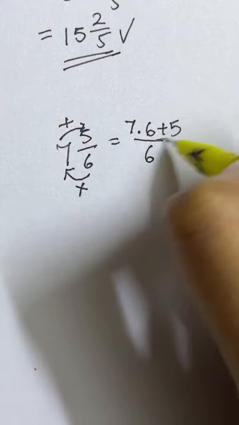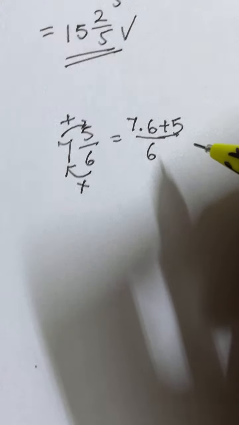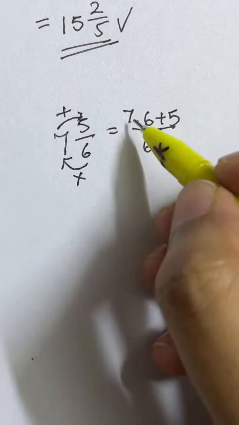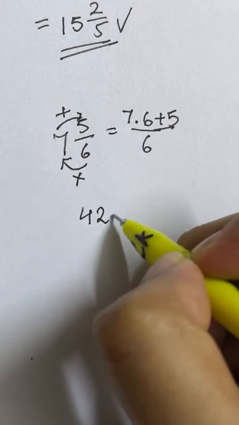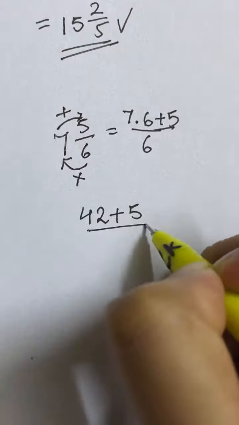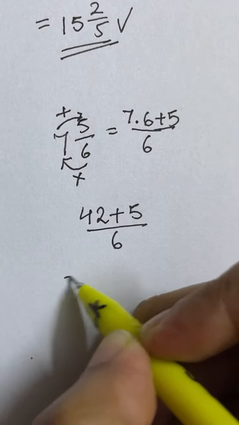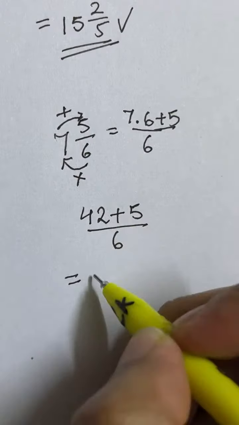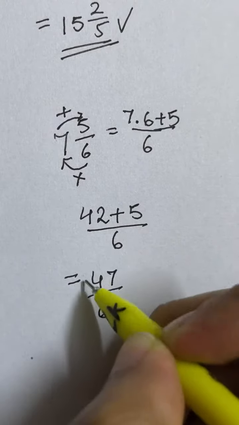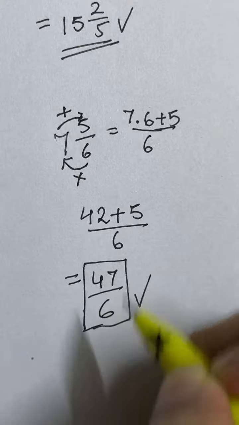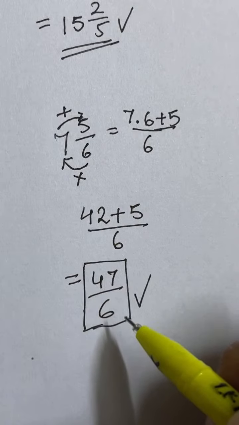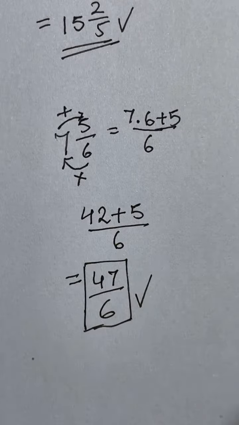So we add that 5. In this one, we have 7 times 6 gives us 42 plus 5 over 6. And that's super easy. 42 plus 5 gives you 47 over 6, and that's your answer. Done. This is how you convert a mixed number to an improper fraction very easily.